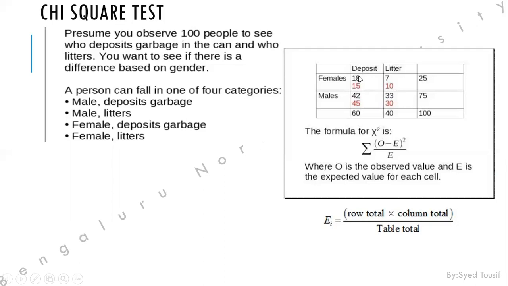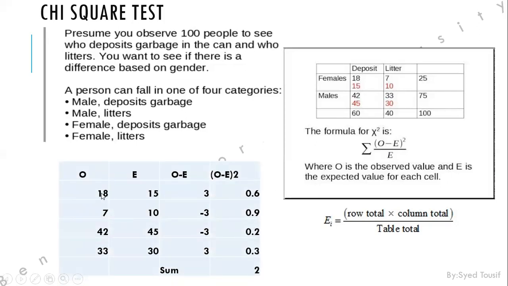Once we have the observed values and expected values, we will apply this formula. Once we apply it, it becomes: 18 with expected 15, 7 with expected 10, 42 with expected 45, 33 with expected 30, and O minus E. First we calculate O minus E, then the square of O minus E, and the summation of all the values becomes 2. This is the value after applying the formula. Now let's apply these values in our Scilab program.